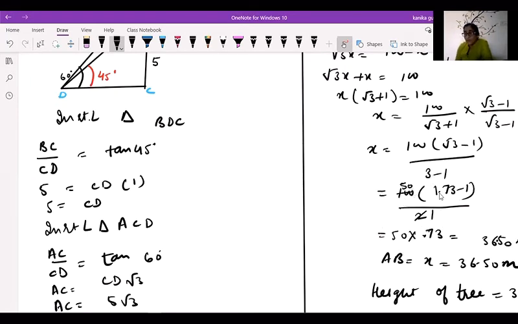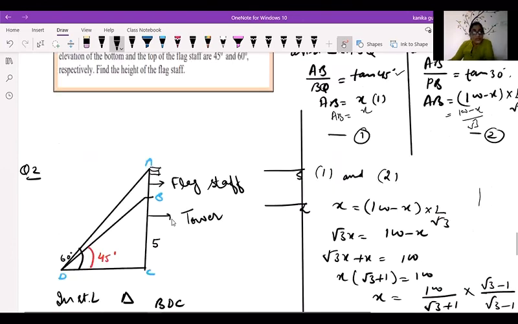Now 50 multiplying by 0.73, you get this result, 36.50 meter. Now this x is equal to AB. So you get AB is equal to 36.50 meter. So that is the height of the tree.